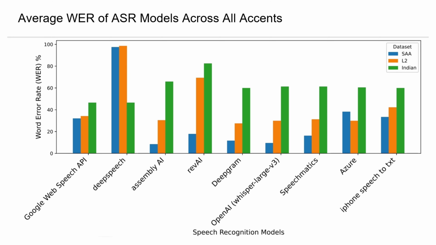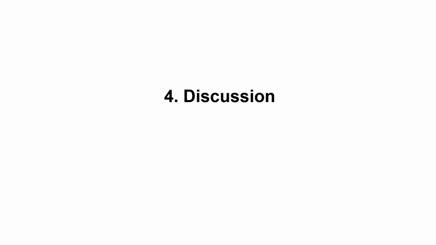In contrast, Ensemble AI and DeepGram maintain relatively low WER increases between SAA and L2-ARCTIC, demonstrating their robustness in recognizing speech from speakers with varying linguistic backgrounds. Having talked about the results, let's move on to the next part, discussion.